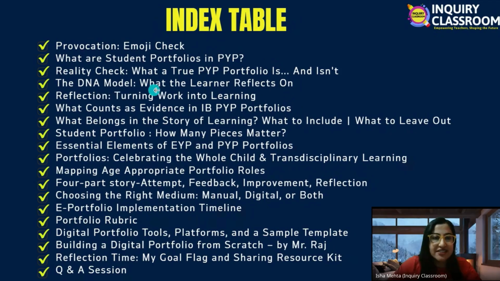And then we'll discuss the DNA model. What are the things that a learner has to reflect upon? And then what does true reflection mean? That also we'll be discussing. And then what exactly we need to put in an IBPYP portfolio, that also we'll talk about in detail, step by step. And then how many pieces matter in a portfolio. If we talk about a unit of inquiry, how many pieces do I need to include in my student portfolio? That also we'll be discussing today.